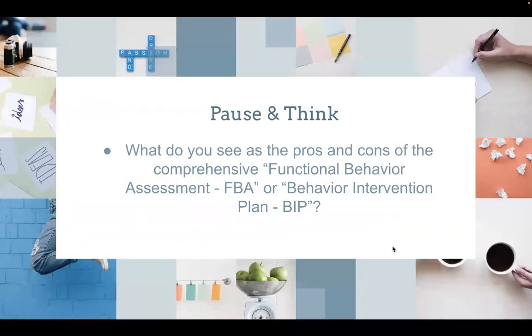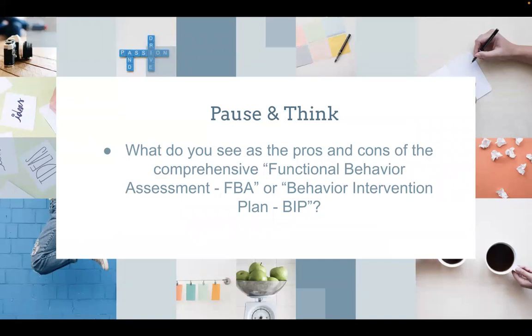So I wanted you to just pause the video and think for a moment. What do you see as the pros and cons of the comprehensive functional behavior assessment, the FBA, or the behavior intervention plan, the BIP? So the comprehensive ones, the ones that we've been talking about in the class, that you've been reading about. Just go ahead and pause. You can make some mental notes, you can jot things down, type things down. And then after you've had a chance to do that, go ahead and resume the video.